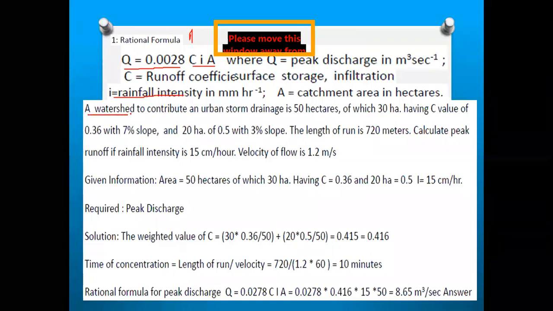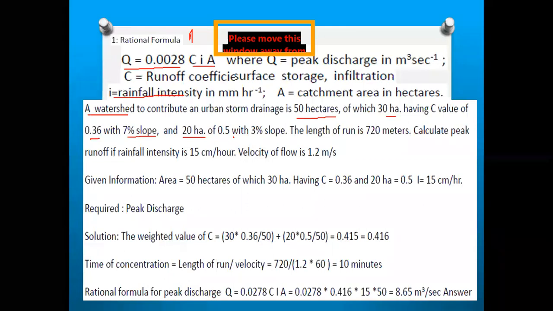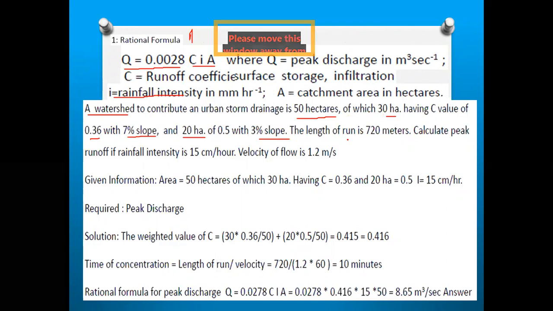A watershed contributing to an urban storm drainage discharge is 50 hectares, of which 30 hectares have a runoff coefficient C of 0.36 with a 7% slope. The remaining 20 hectares have a C value of 0.5 with a 3% slope. The total is 50 hectares, 30 plus 20. The length of the run is 720 meters, L is equal to 720 meters.